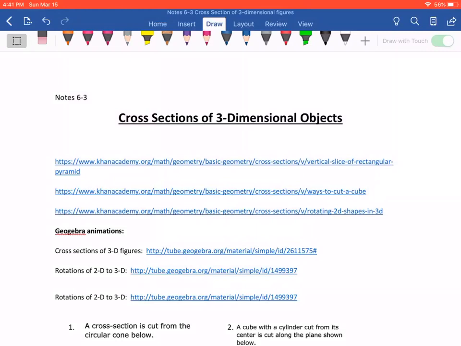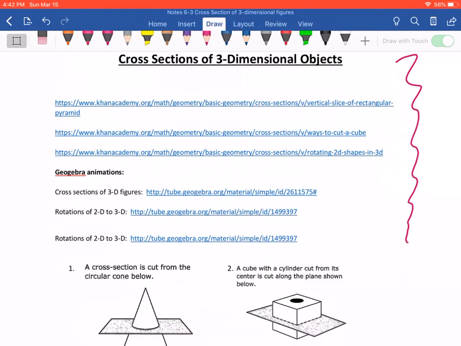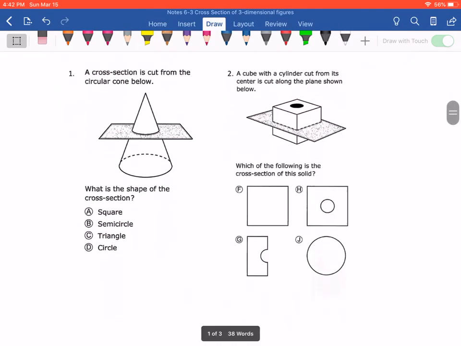Today we're going to talk about the cross sections of three-dimensional objects. At the top of this page you can see that we have listed several different websites that we would like for you to look at with respect to this lesson. Sometimes it can be a little tricky to figure out what the result would be of a 2D figure rotated about a line, making it a 3D figure. So please make sure that you absolutely watch these videos. We feel like they would be very helpful for you in your comprehension of this lesson. All right, that being said, let's look at number one.